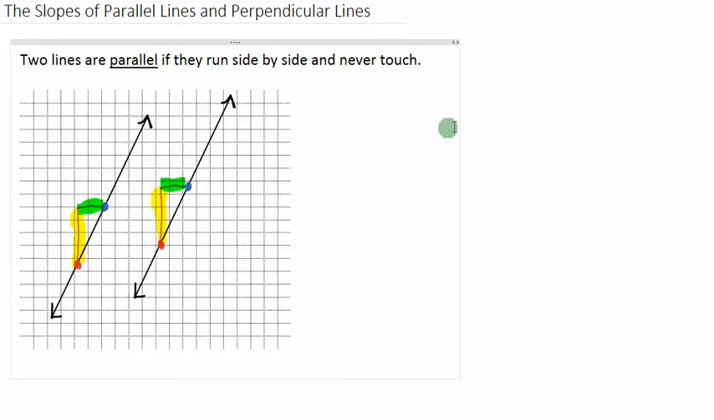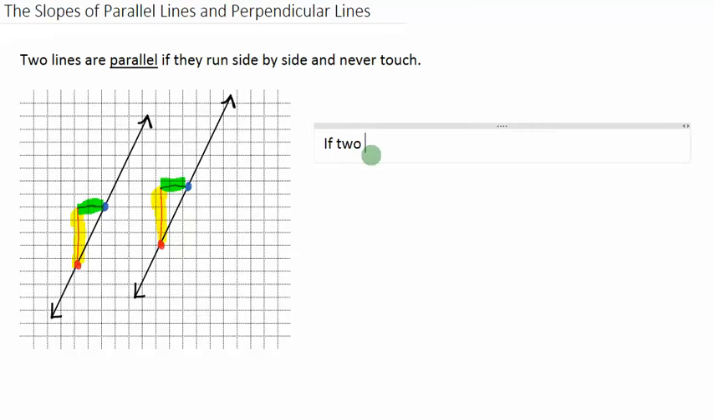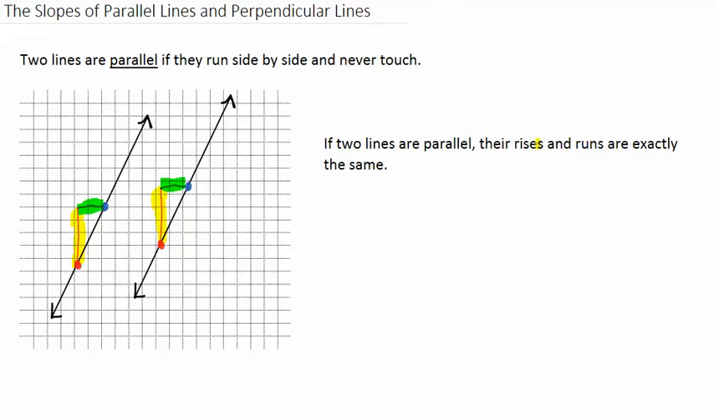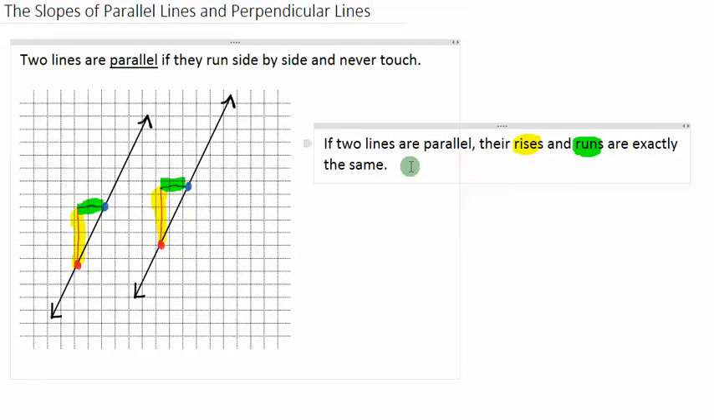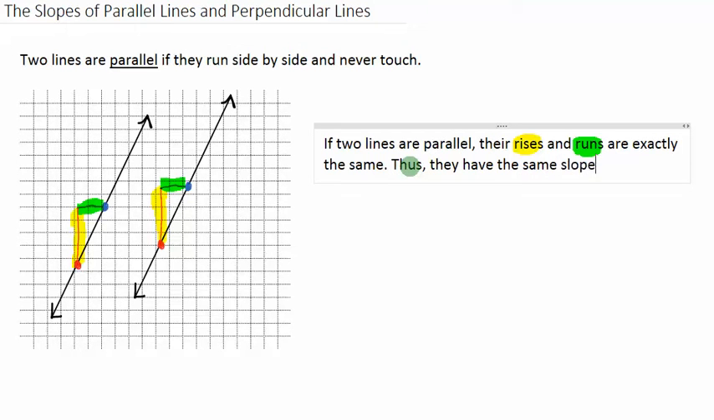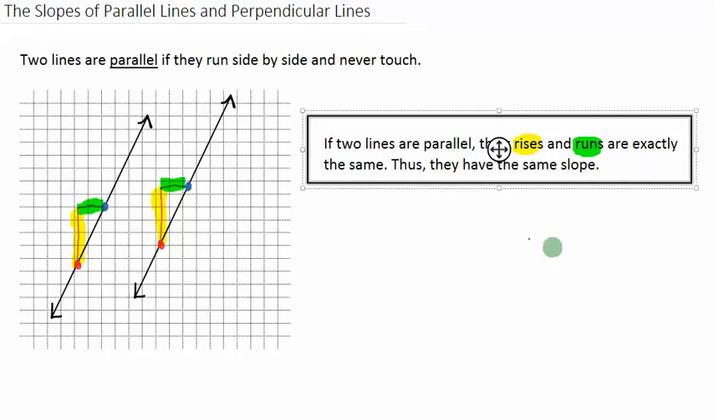So what we can say is, if two lines are parallel, their rises and runs are exactly the same. Okay, we were able to see that in the graph. The rise was the same, the run was the same. Well, if the rise and the run are the same, they have the same slope. Okay, so that's important. So any two parallel lines have the same slope. That makes sense. They have the same tilt, the same angle.